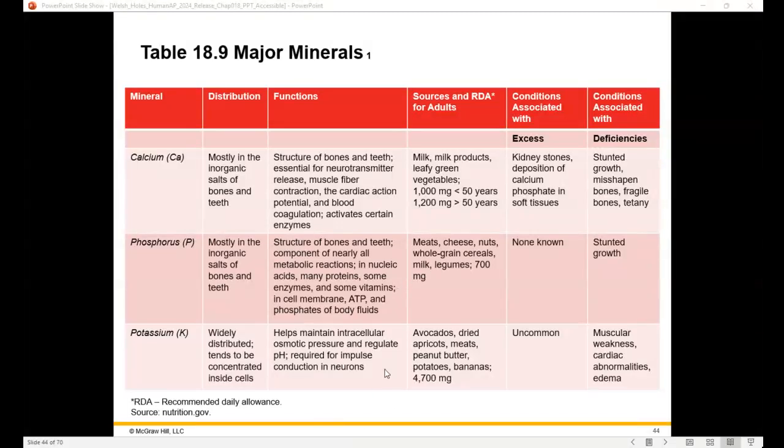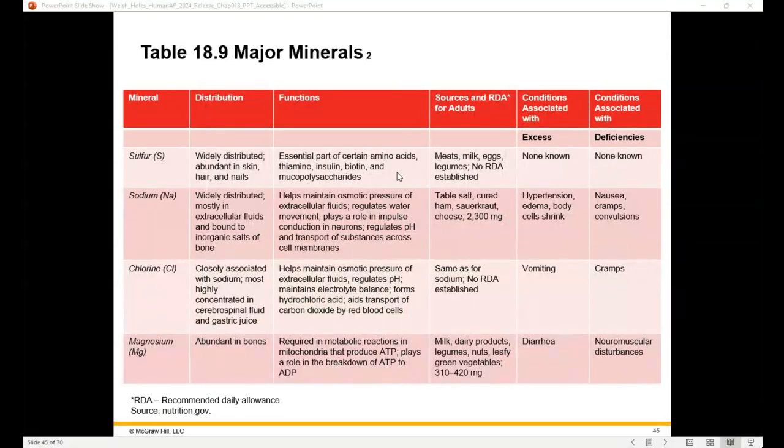Potassium helps maintain intracellular osmotic pressure, and it regulates pH. It's required for impulse conduction in neurons. Sulfur is an essential part of certain amino acids, thiamine, insulin, biotin, and mucopolysaccharides. Sodium helps maintain osmotic pressure of extracellular fluids. It regulates water movements, plays a role in impulse conduction in neurons, regulates pH, and helps transport substances across cell membranes.